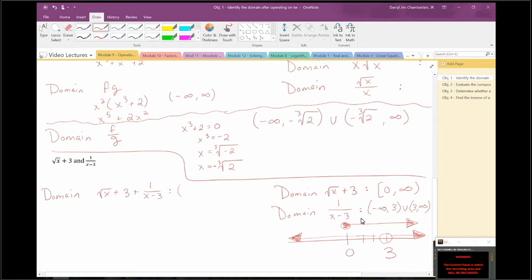So if we want to make sure that both of these are okay, what we're really looking at is this intersection between the two. Where do they overlap? And they overlap from 0 to 3. Right, we have it both here, but then we don't include 3. Union, 3 to infinity. And this is actually going to be our domain for all of it. For subtracting, and again, not much really changed there.